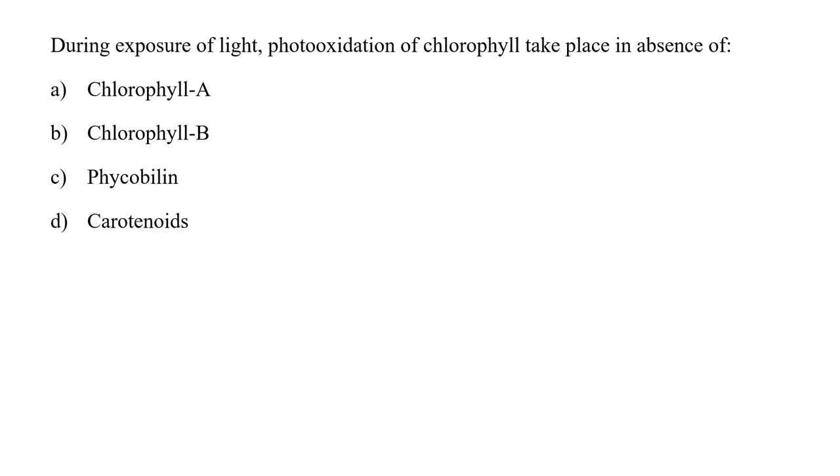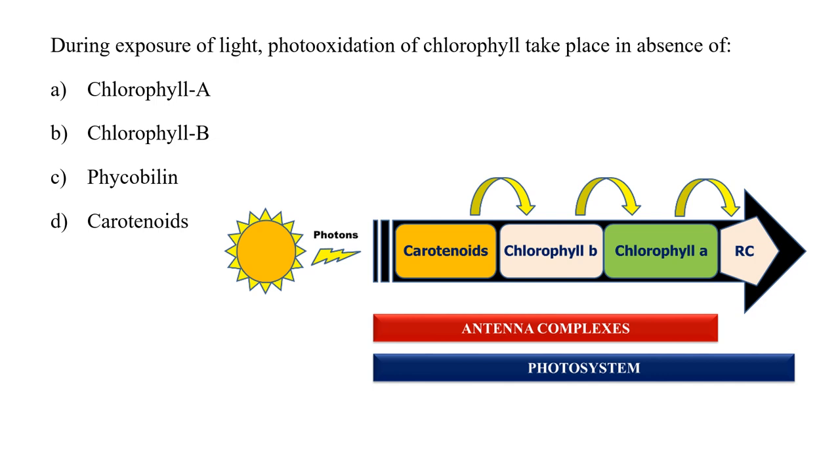During exposure to light, photooxidation of chlorophyll takes place in the absence of chlorophyll A, chlorophyll B, phycobilin or carotenoids. During exposure to light, after excitation, chlorophyll returns to the ground state and releases some extra energy, which may be absorbed by oxygen and may produce radicals. These radicals may destroy the photosystem. Carotenoids ensure that this extra released energy is absorbed by them and the photosystem remains protected. Hence, in this case, option D would be the correct answer, that carotenoids are responsible for saving the photosystem from photooxidation.